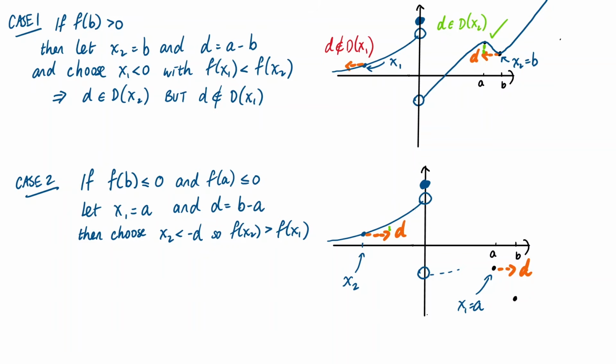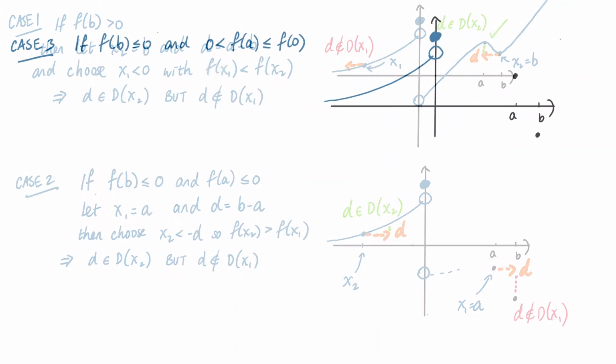But we can choose an x2 on the left branch, so long as it's further left than negative d, then when we add d, we'll definitely go uphill because the function is increasing over there. So there we are again. In that case, we've found an example d, which is an element of D of x2, but not an element of D of x1. Okay, same idea with case 3.